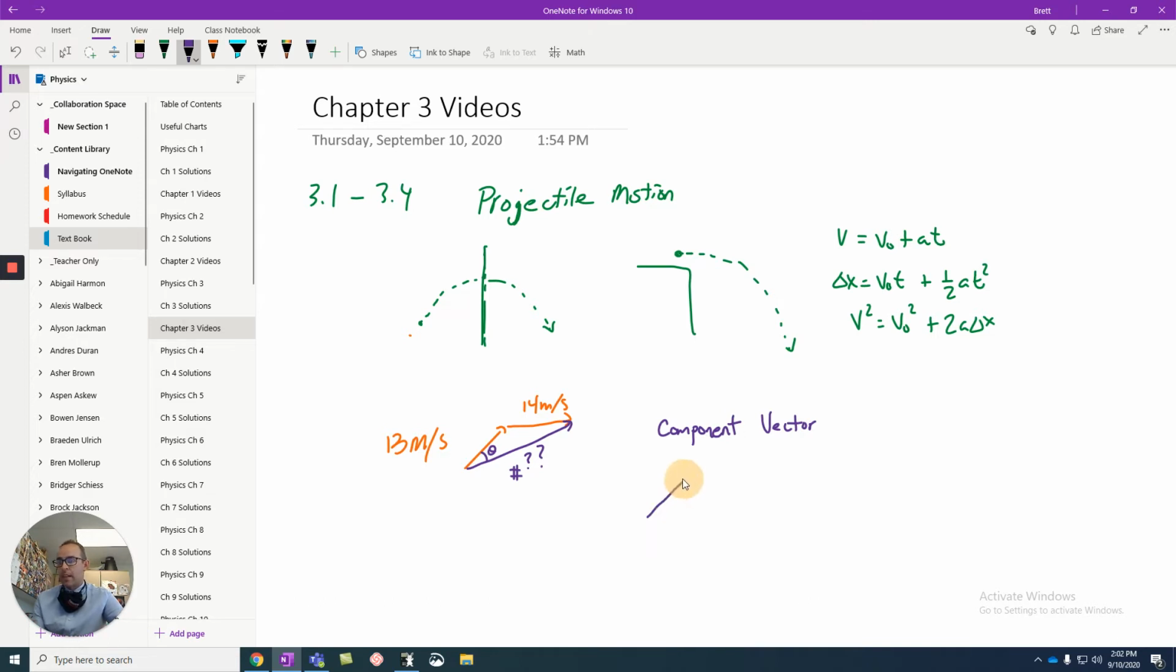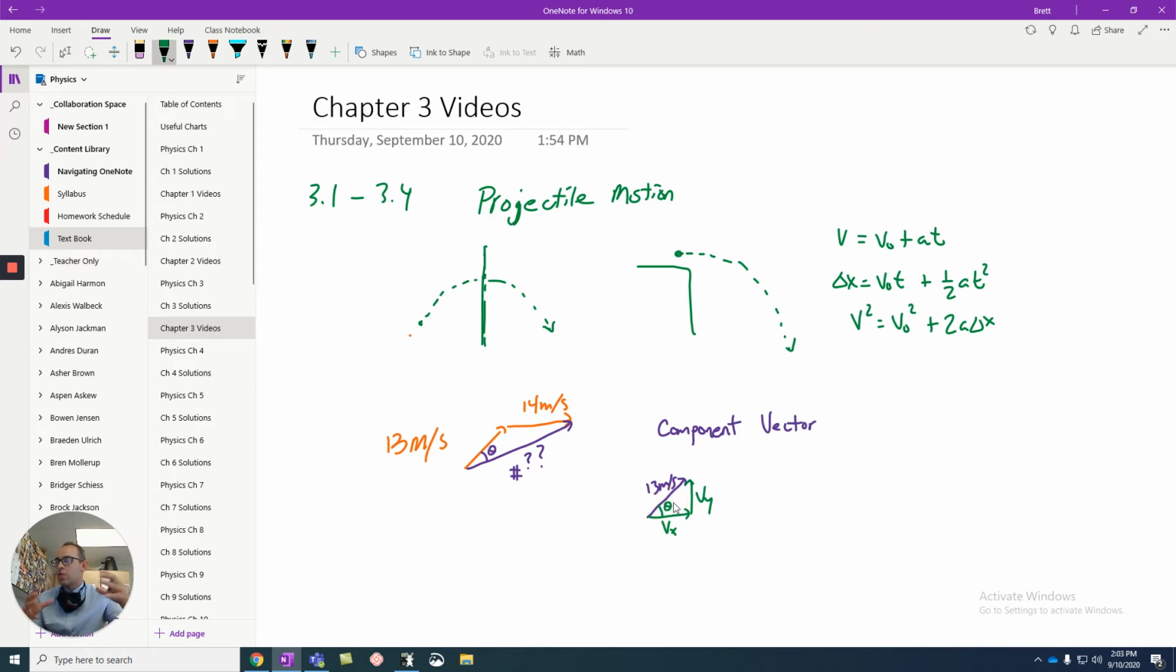In other words, if I look at that 13 meters per second, my first vector there, I want to know how much of that is in the x direction, call that Vx, and how much of it is in the y direction, call that Vy. The reason that we want to do that is we can then add up the x component vectors and the y component vectors separately. In order to do that, I do have to know this theta here, though.